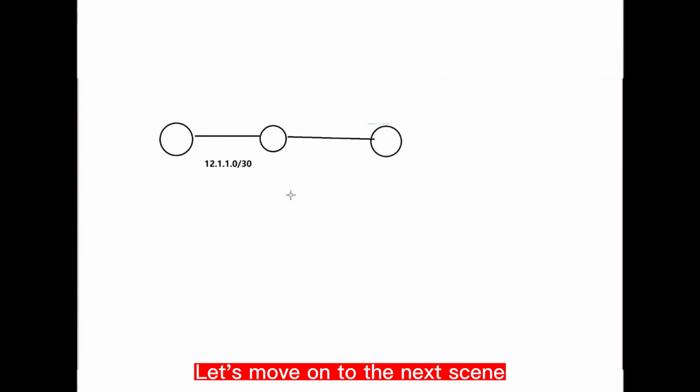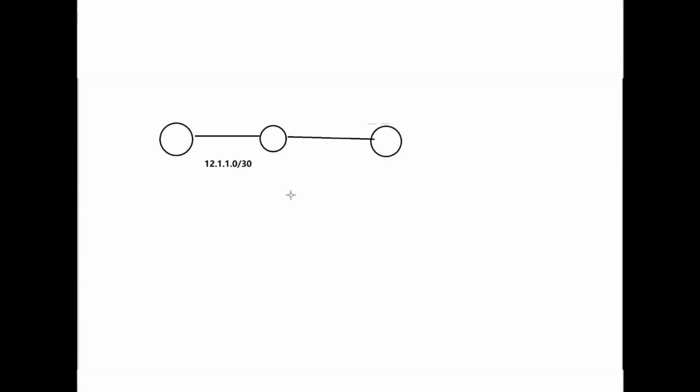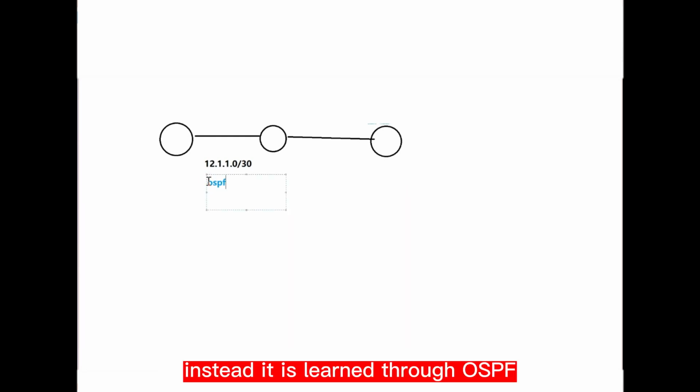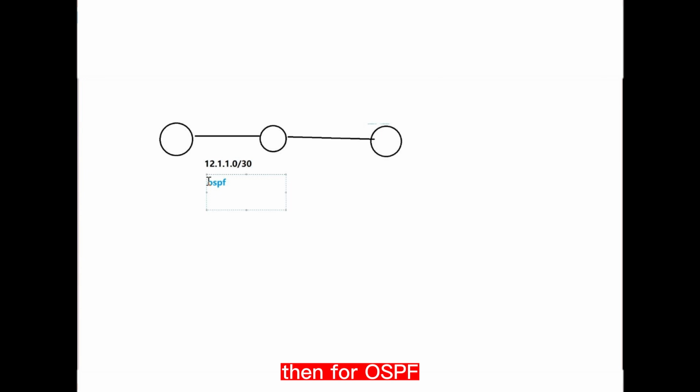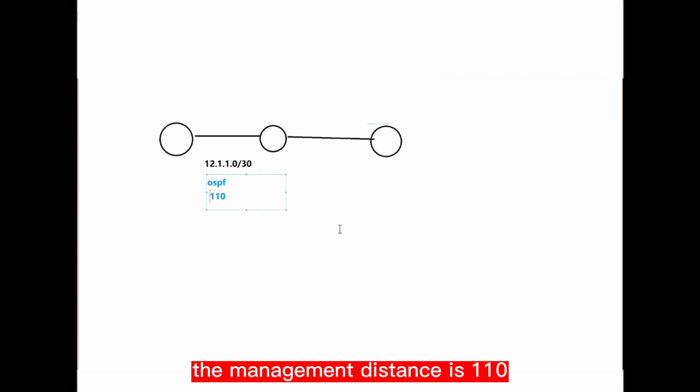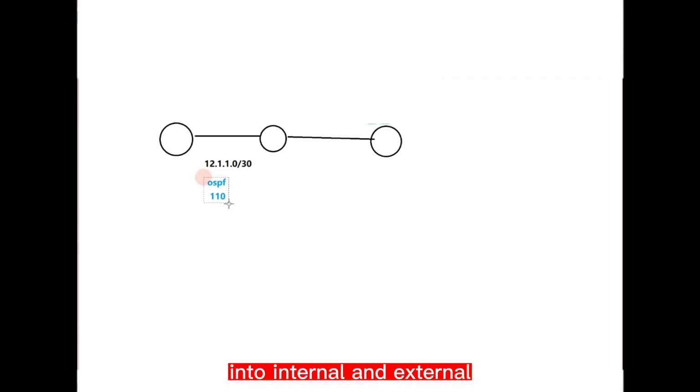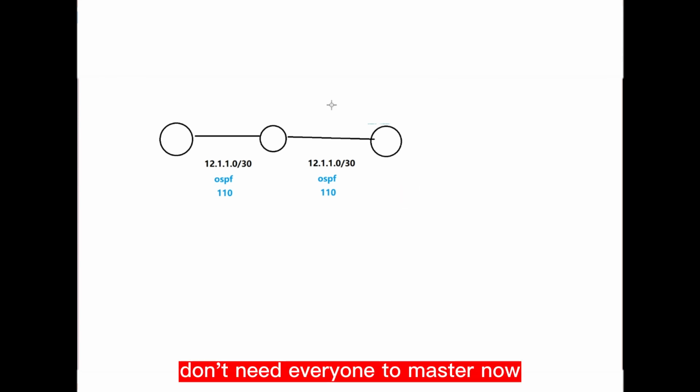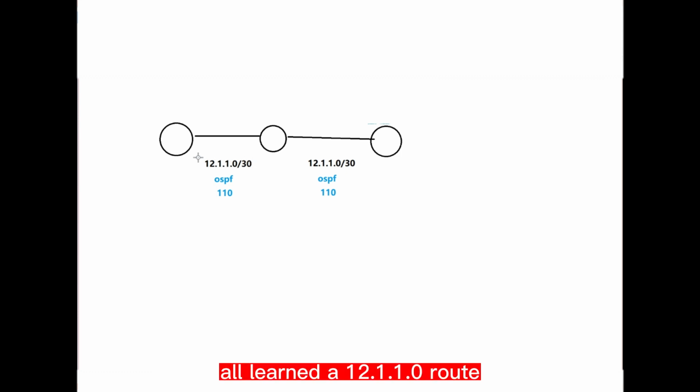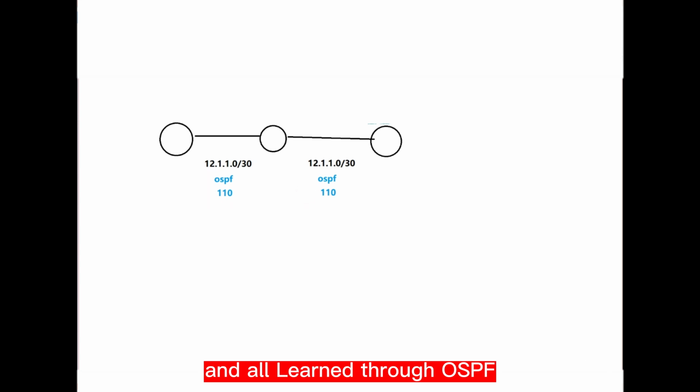Let's move on to the next scene. For example, now it is not through direct connection, but instead learned through OSPF. For OSPF, in Cisco, the administrative distance is 110. Actually, administrative distance is also divided into internal and external. I wrote this called external administrative distance. I don't need everyone to master it now. Now the device, through the left and right, has learned a 12.1.1.0 route, and both were learned through OSPF.